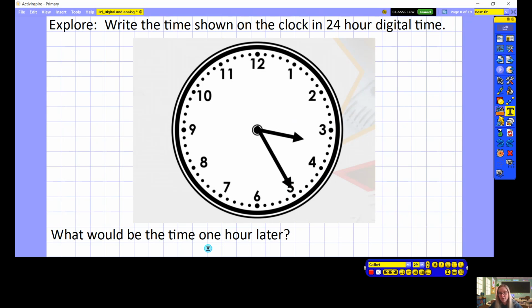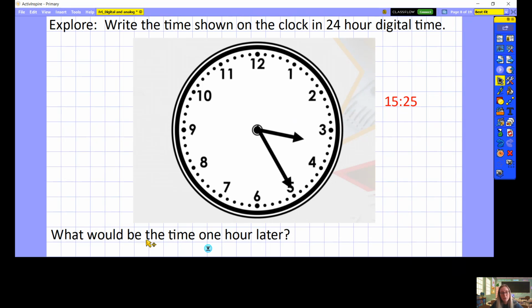Okay, so the time shown on this clock. So let's have a look. If we're going to write it as a 24-hour time, the hour hand is just after the 3. So to write down the hour as a 24-hour time, I need to do 3 and then add 12 to 3. So 12 add 3 is 15. Okay, and then I do my colon, and then I can do the minutes. So the minutes on this clock is 5, 10, 15, 20, 25. So 3:25 is the time shown on my clock.